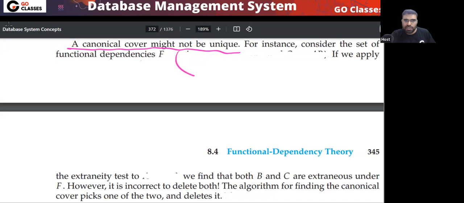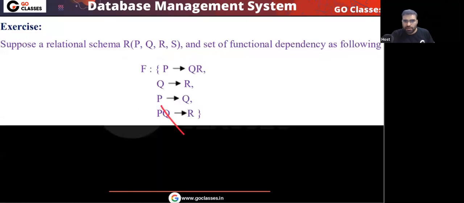So can you notice minimal cover is not unique? Is this clear? Minimal cover is not unique. Okay, please tell me, is this understood? Let me know. Okay, now let's move on.